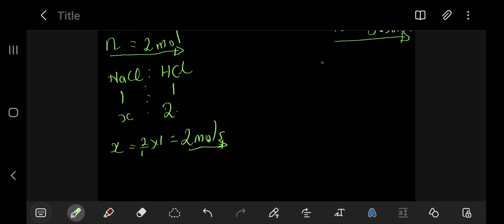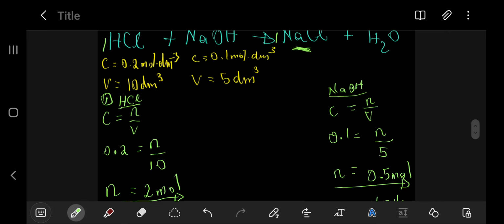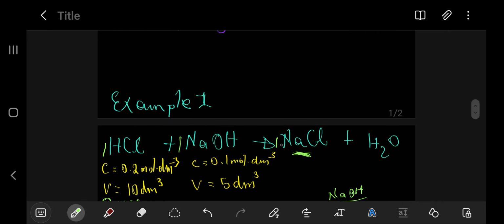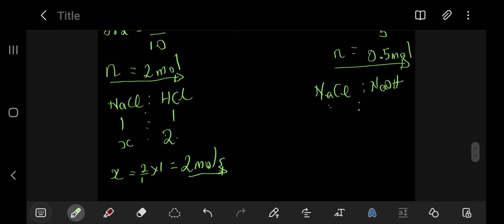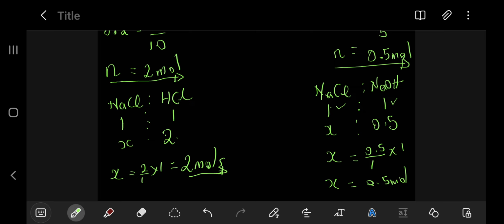Okay, and then now let's look at the number of moles of sodium chloride that can be produced by the sodium hydroxide. The ratio is still 1:1, so the ratio is still the same, right? And we do have the number of moles of this. We're trying to find the number of moles of the sodium chloride that will be produced. So that would be 0.5 divided by 1 times 1, and that is 0.5 moles. So let's come up with the conclusion now.